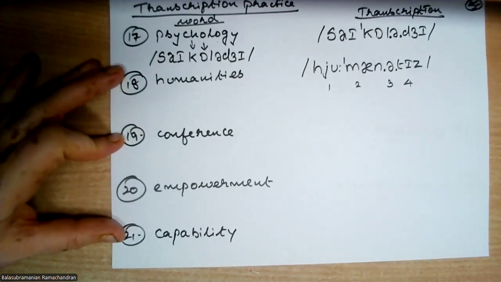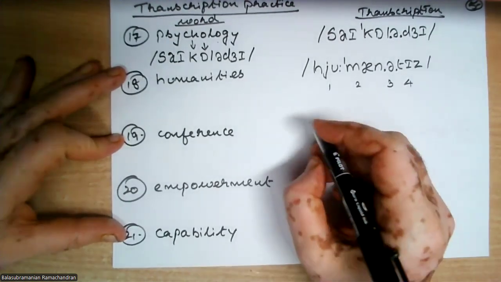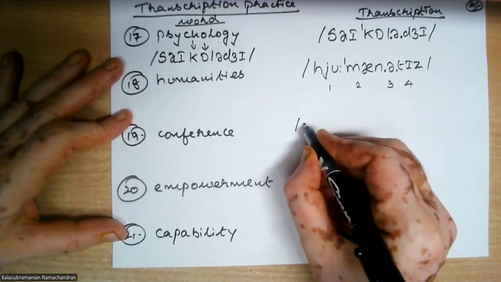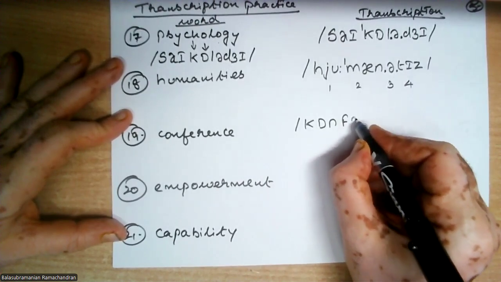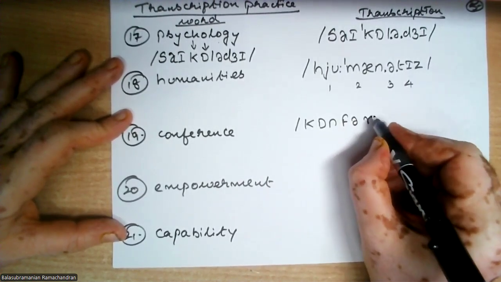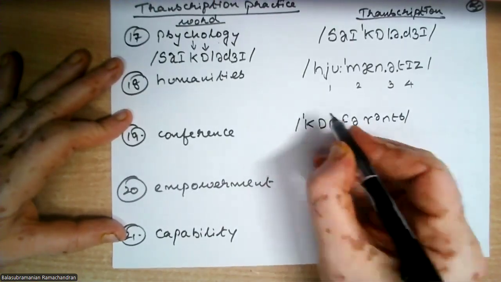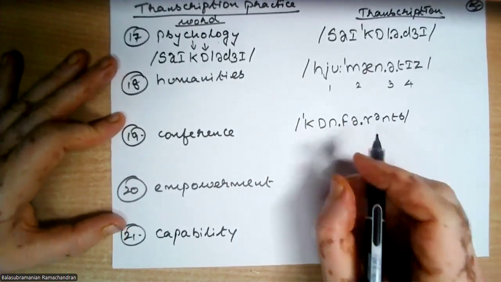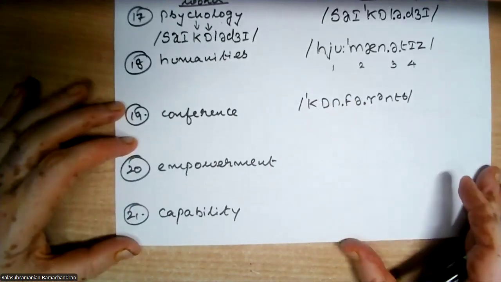It is C-O-N-F-E-R-E-N-C-E, and it's pronounced as conference. Conference. 3 syllables. Okay. Let's move on to word number 20.